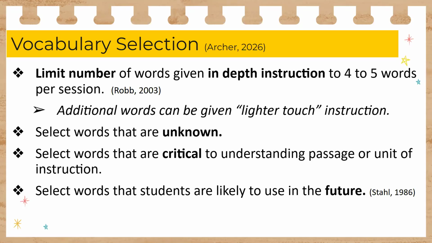Other words that you come across that are unknown, you can give them a lighter touch, like fast mapping, or when you come to the word, just giving a short definition and moving on. But select 4 to 5 words to focus on. Pick words that are unknown, that help you understand the passage, and that are high utility, that might be useful across different content areas, or that may be interesting with their word structure.